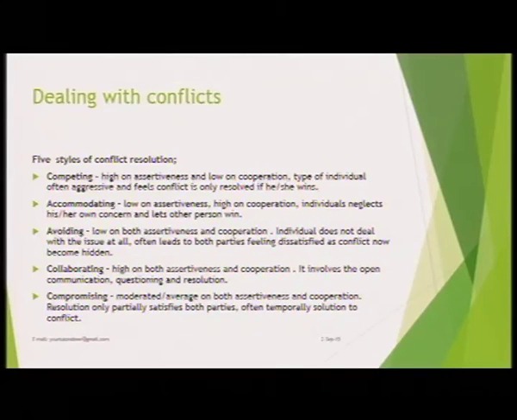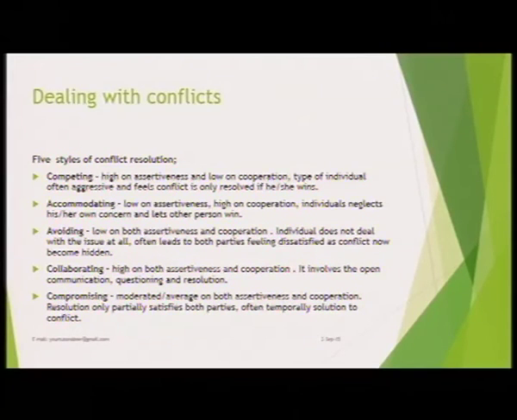Dealing with conflict. We have five styles of conflict resolution. We have competing, accommodating, avoiding, collaborating, and of course compromising. Competing is when people are high on assertiveness and low on cooperation. These types of individuals are often aggressive and feel the conflict will never resolve until he or she wins.